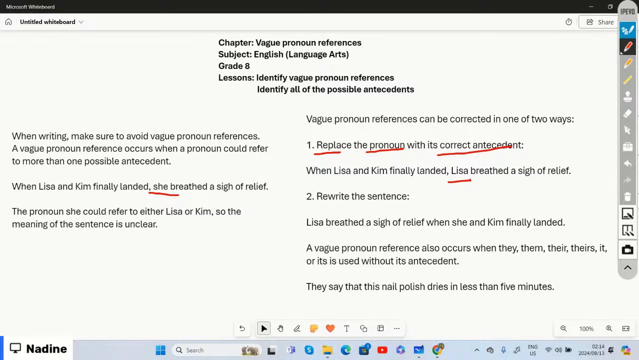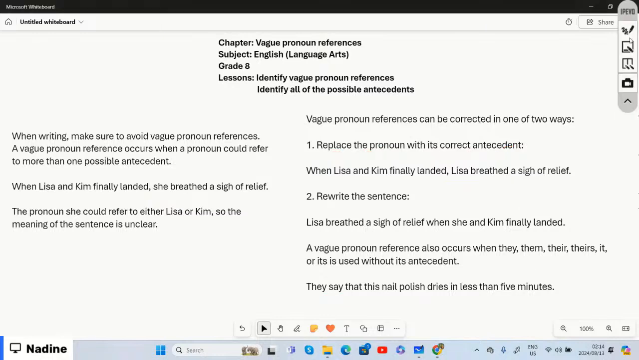If we look at an example, it says, they say that this nail polish dries in less than 5 minutes. The question is, who is they? So that is a vague pronoun reference, unless you, for example, say the specific people who say that it dries in less than 5 minutes. But if you just say they, then they can refer to anyone. And that is why we would say that that is a vague pronoun reference.